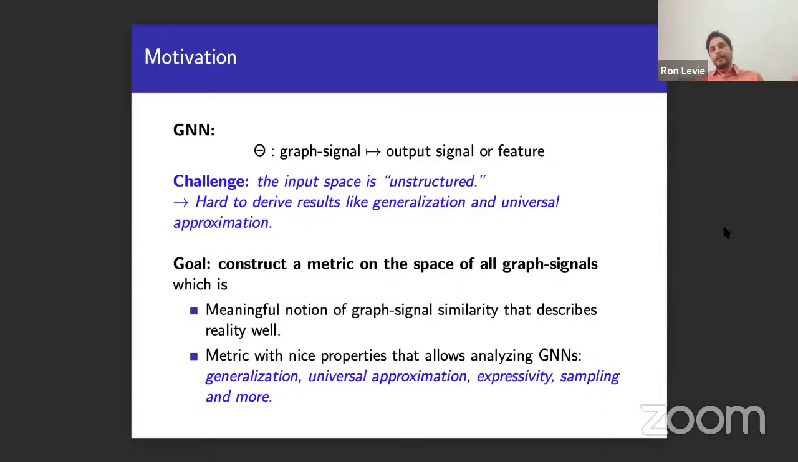Right? So the more compact the space, the more difficult it is to be Lipschitz continuous, but still we are able to prove both properties. And these two properties together allow us to prove various results like generalization theorems, universal approximation, expressivity, sampling, and more.